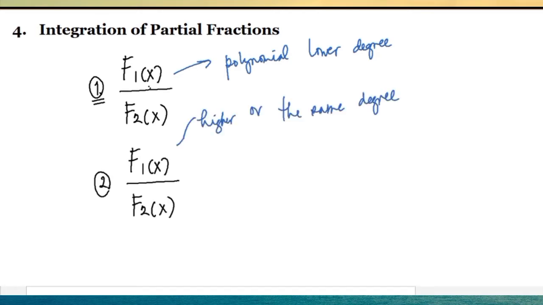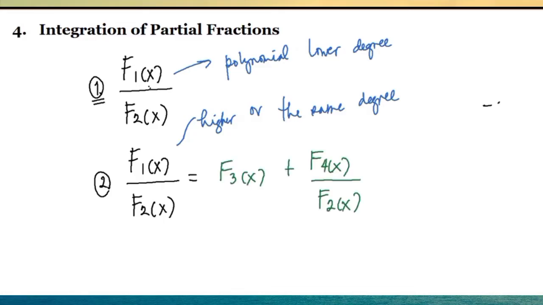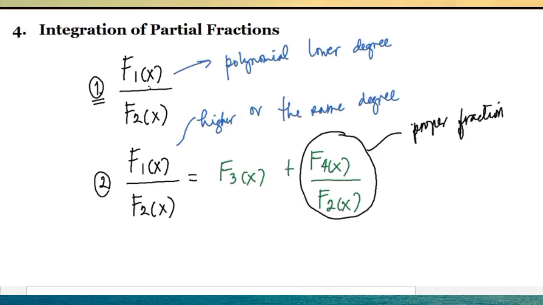If f1 of x is higher or the same degree as f2 of x, then the fraction should first be transformed by division into the form f3 of x plus f4 of x over f2 of x, where this f4 of x over f2 of x is a proper fraction. If yung number 1 na case natin and yung f4 of x over f2 of x ay mga proper fraction, it can be broken up and expressed as the sum of certain proper fraction called partial fraction.